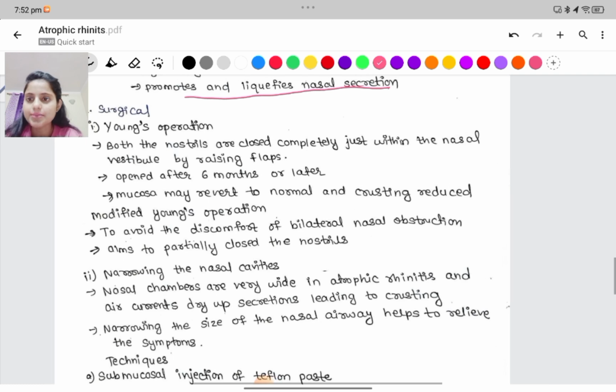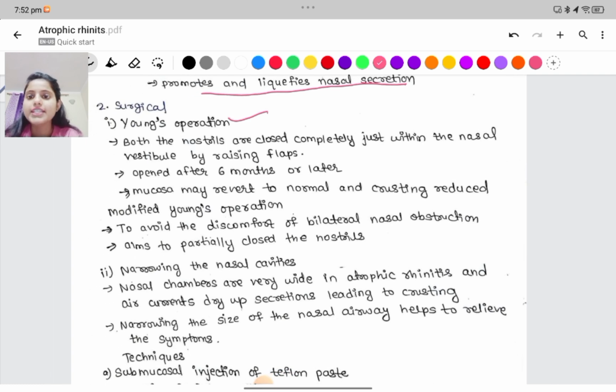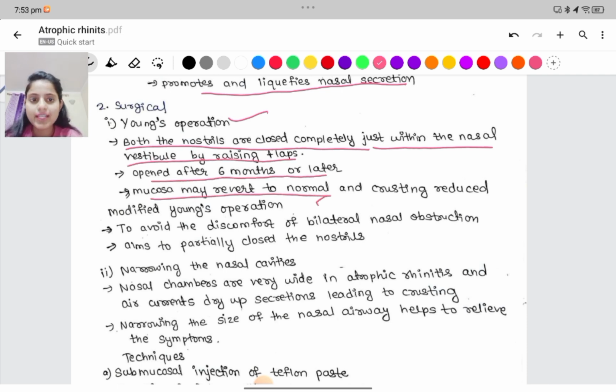On surgical treatment, we do the Young's operation. In Young's operation, both the nostrils are completely blocked just within the nasal vestibule by raising a flap. It is opened after 6 months or later. Mucosa may revert to normal and crusting is reduced by doing Young's operation.